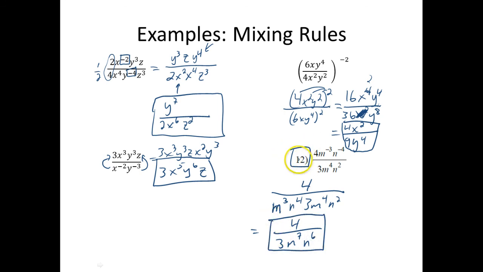You'll notice on your sheet it says simplify so that all exponents are positive. So here we have all positive exponents. So all you have to do is move those negatives to the opposite part of the fraction, and you're good. That's all you have to do.